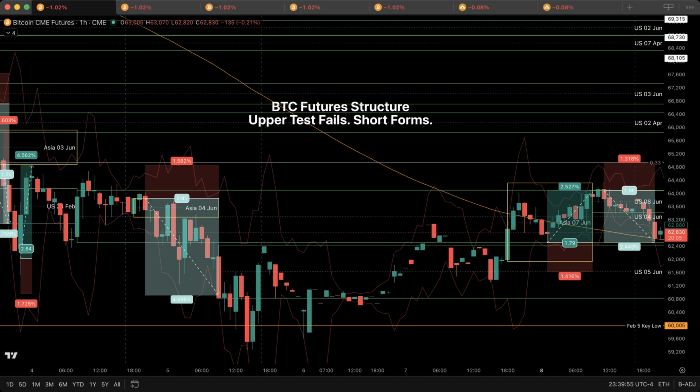Now the short setup appears. Short entry line: June 8th U.S. session upper boundary. Stop loss line: weekly 0.33 area. Take profit line: June 4th U.S. session lower boundary. Risk-reward ratio: 1.86.